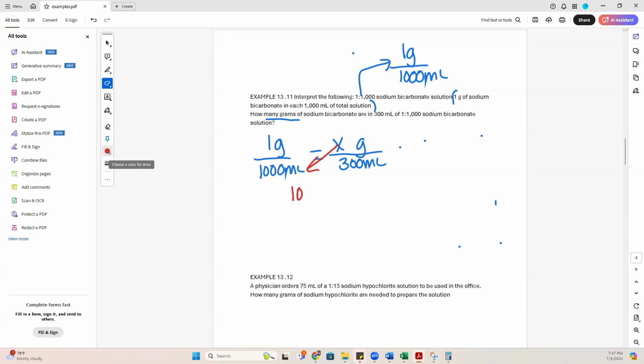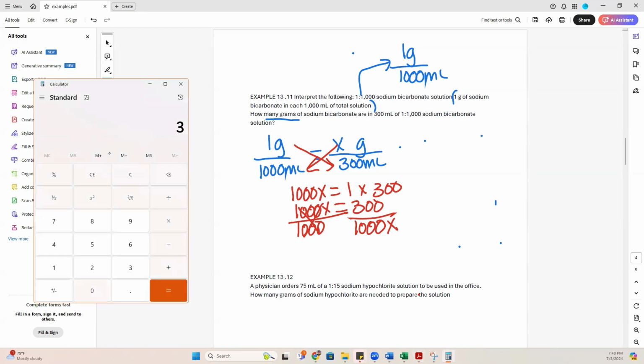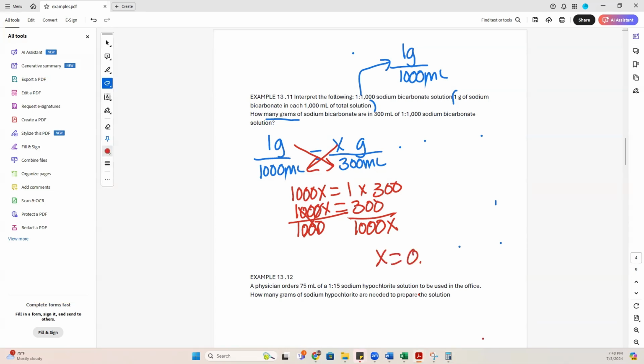So we would do 1000x is equal to 1 times 300. We know 1 times 300 is 300. And 1000x. To get x alone, we need to get rid of this 1,000 by dividing by it here, and then also dividing by it here. And then we take our calculator and we do 300 divided by 1,000, which gives us 0.3 grams.